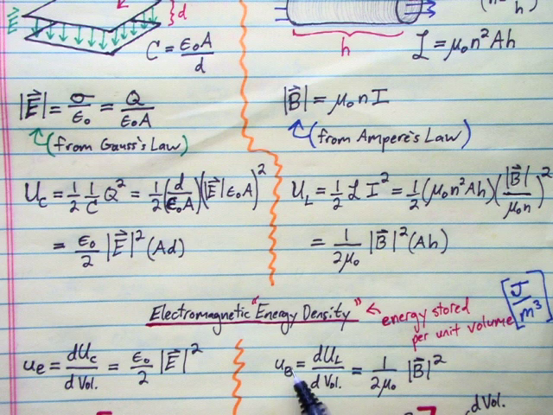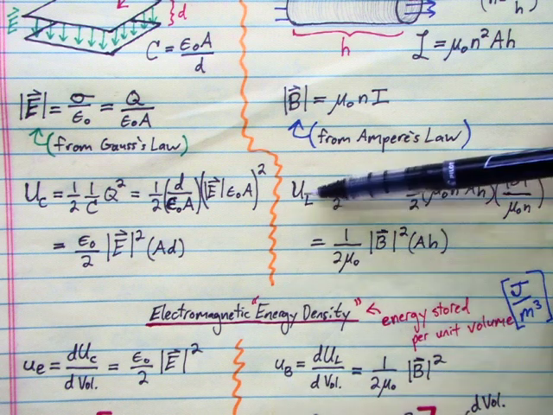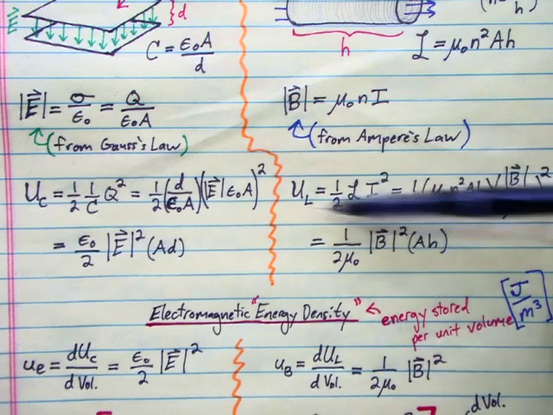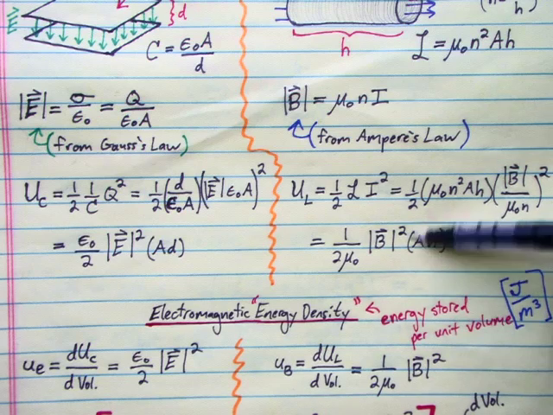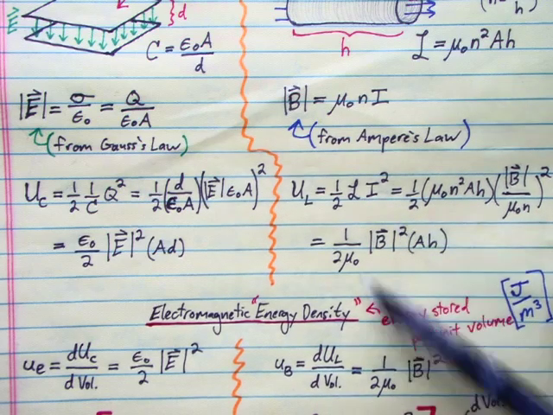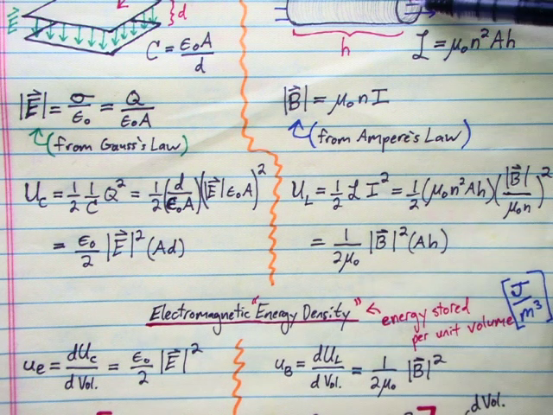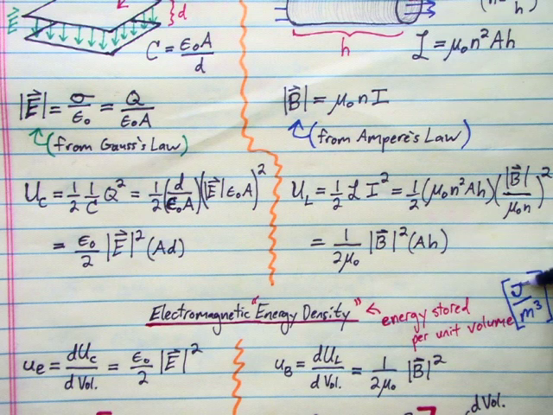the magnetic field. So I'm taking the derivative of this expression with respect to volume here, du_b d volume, leaving us with just this simple expression, 1 over 2 mu naught times the magnitude of the B field squared. This is the energy density in the space inside our solenoid here. Energy density, that's joules per cubic meter in SI units.